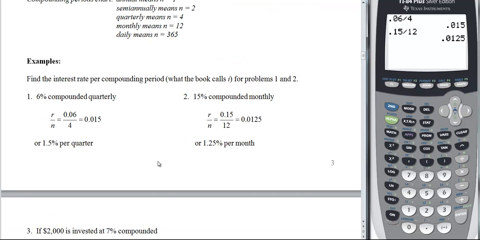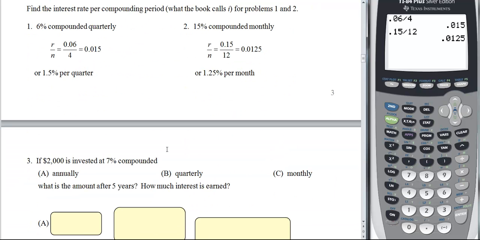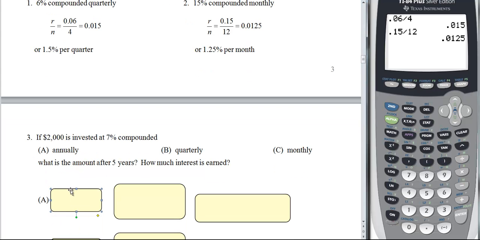So let's look and see what else I've got. If 2,000 is invested at 7% compounded, I've got three different problems: annually, quarterly, and monthly. What is the amount after 5 years? How much interest is earned? So, what is the amount? That's my A value. I know this is principal. And if you see the word compounded, then you're going to have to use your compounding formulas.